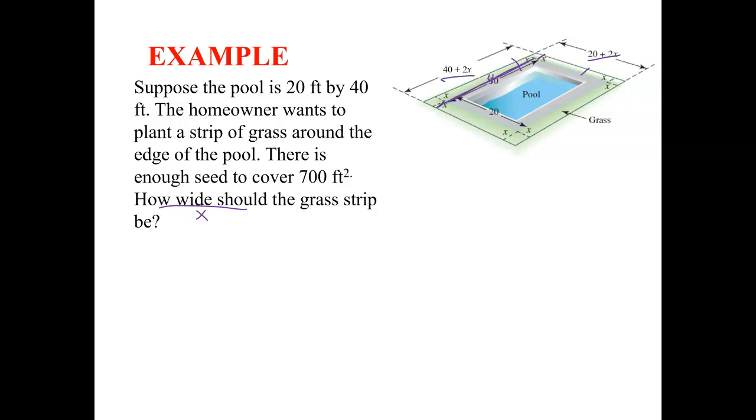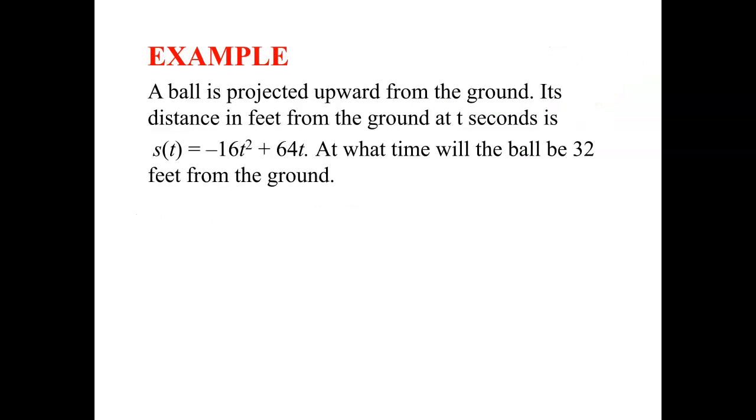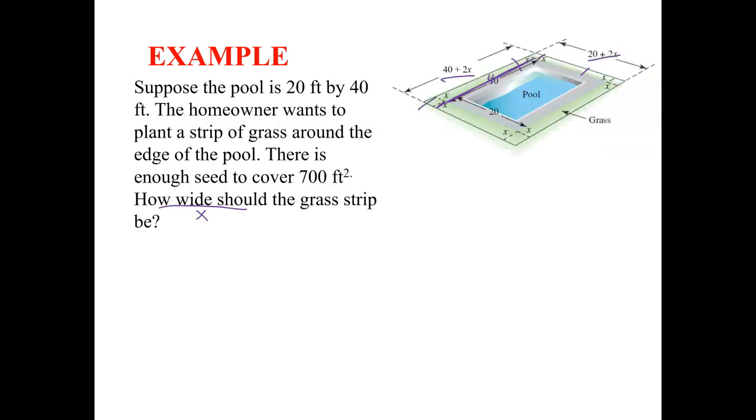And the same goes for the width. 20 feet for the width, plus the x on one side and the x on the other, to get that entire distance from one side of the grass to the other side of the grass. All right, so that's where all those values are coming from.